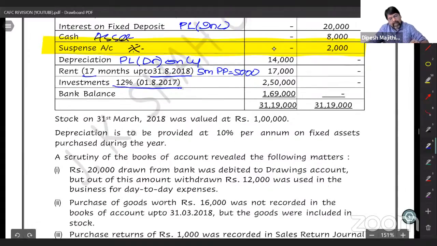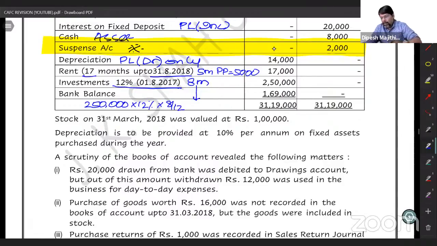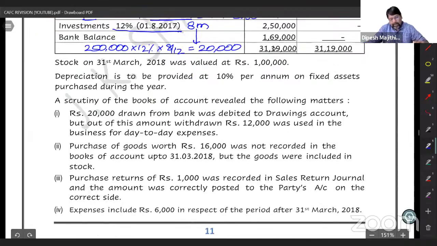Investment 12%, from 1/8. So August, September, October, November, December, January, February, March: 8 months interest. You're supposed to calculate. So 8 months interest will come how much? 2,50,000 into 12% into 8 divided by 12. Correct?